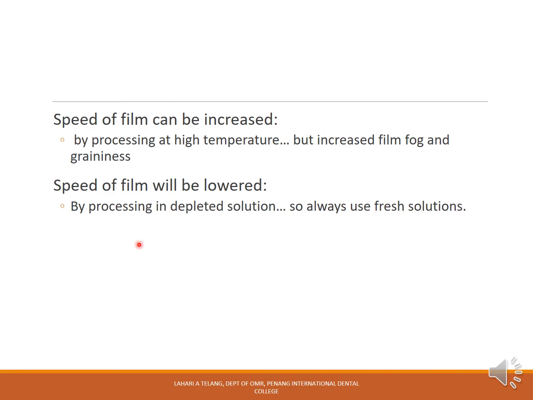So the speed of the film can also be increased by processing at high temperatures, but it would cause increased film fog and graininess, and your ultimate image wouldn't be as clear as you wanted it to be. The speed of the film can be lowered by processing in depleted solutions, so it's important that we always use fresh solutions in film-based radiology.